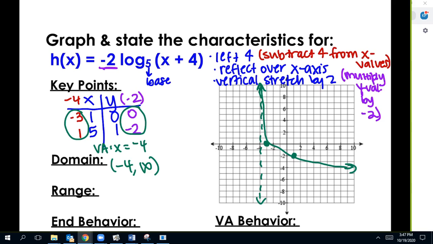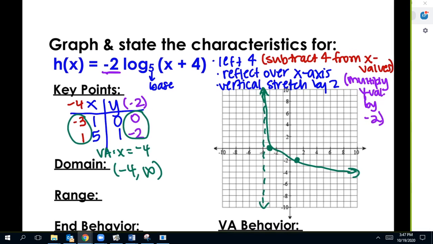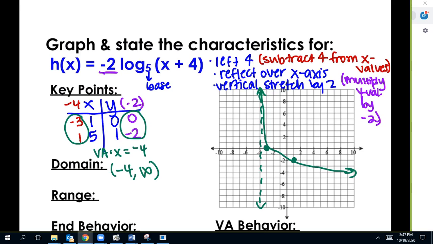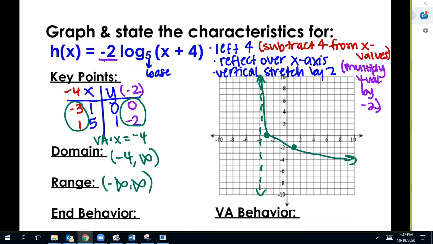The range, also you can't take the log of a negative, and so negative 4 is the lowest number it could be, and log of 0 is undefined. The range, I can see it has an up arrow and a down arrow, so it's negative infinity, positive infinity. That's always the case for logs.